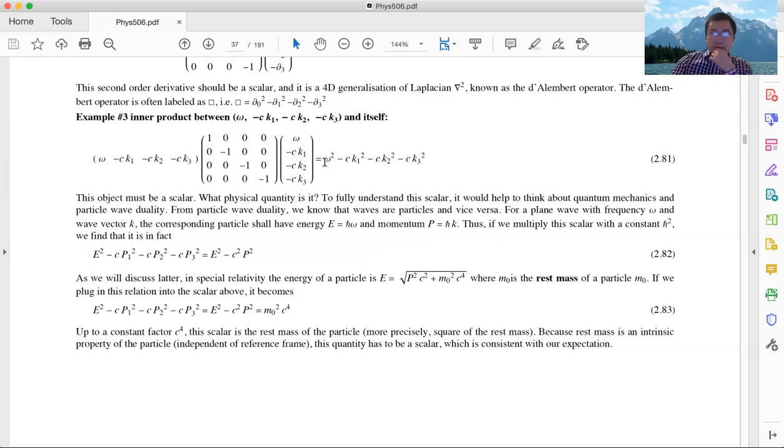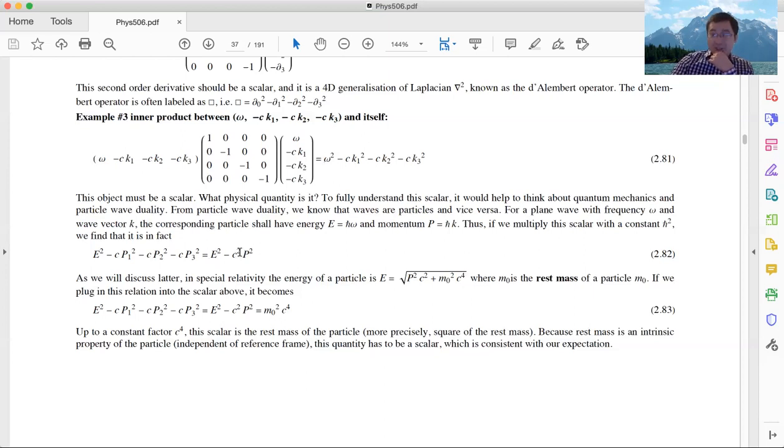If I multiply h bar squared by frequency squared, it becomes energy squared. And the wave vector multiplied by h bar becomes momentum. So I get momentum squared in the x direction, in the y direction, and in the z direction, and c is the speed of light, we still have c. So the bottom line, if we multiply this whole thing by the Planck constant squared, we get energy squared minus speed of light squared times momentum squared.